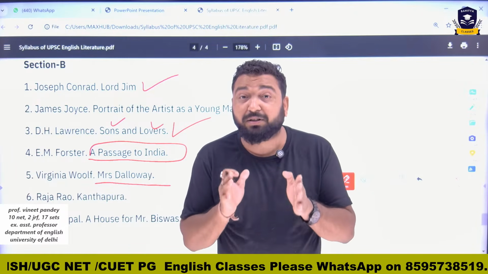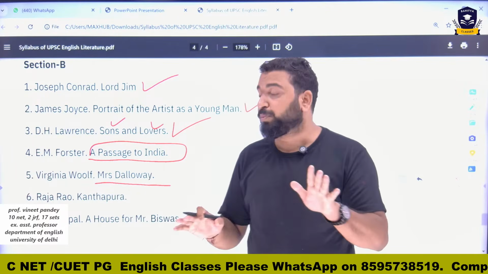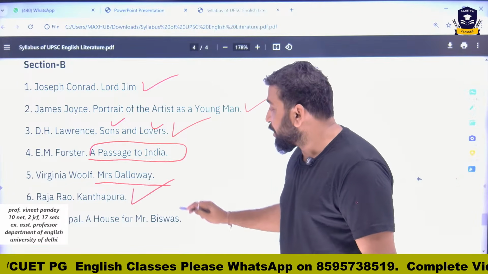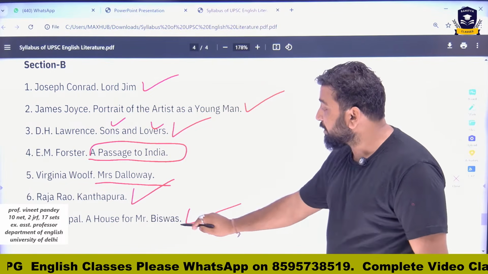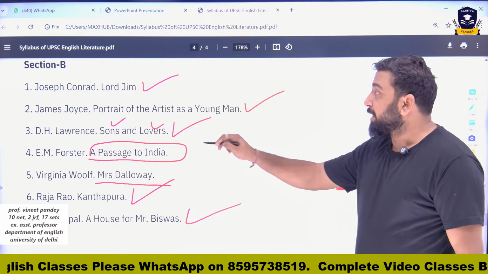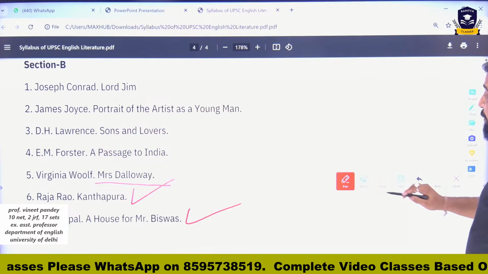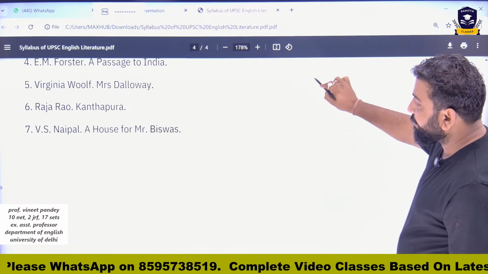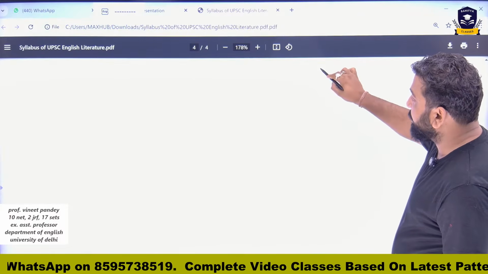Very important classical works. They are very big works, beautiful works. Then Kanthapura by Raja Rao and A House for Mr. Biswas. Another post-colonial work. This is your complete syllabus of UPSC.